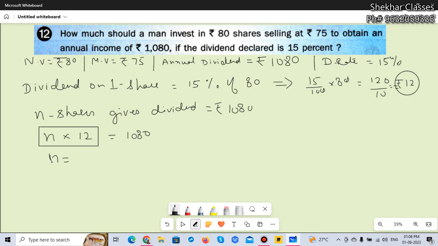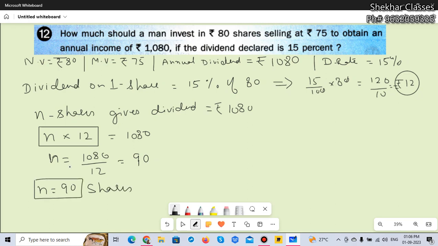So n here will be equal to 1080 divided by 12, right? And that becomes how much? 90, right? 90. So how many shares does he have? He has got 90 shares.